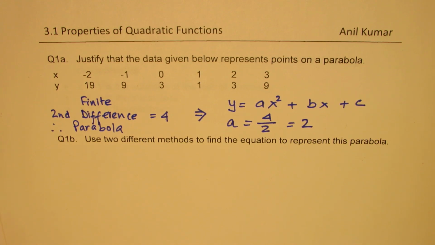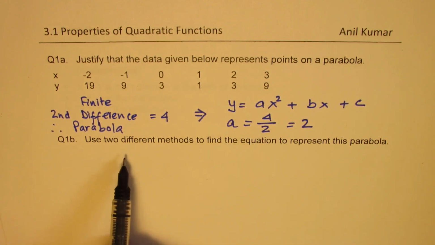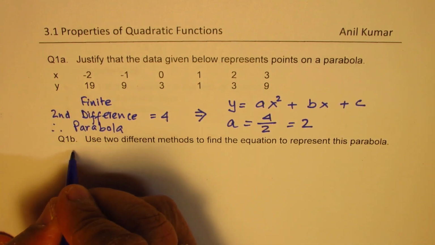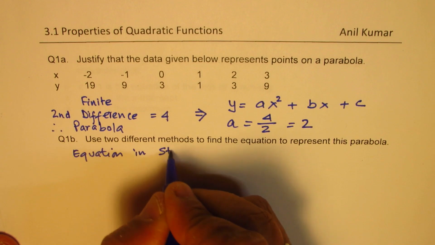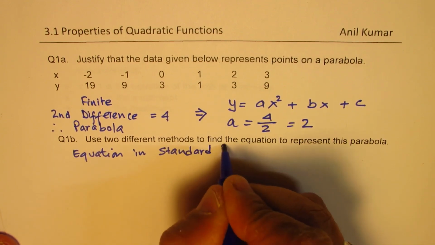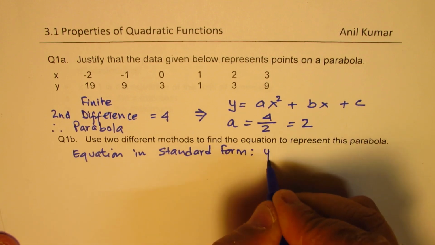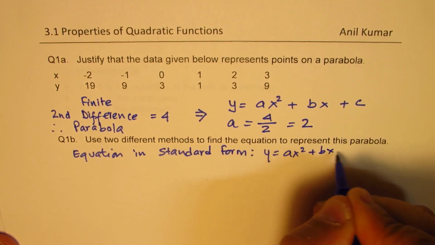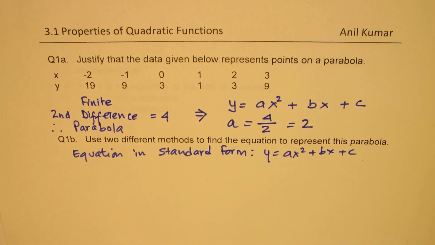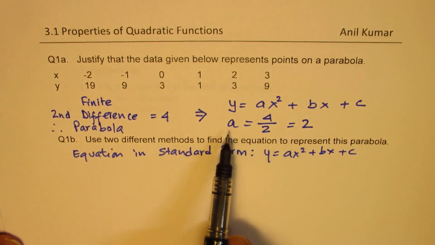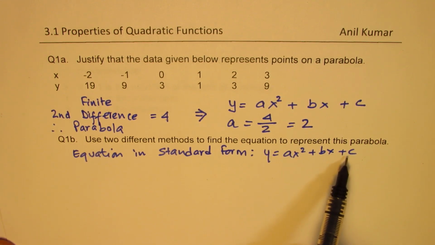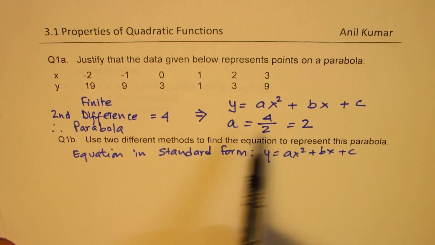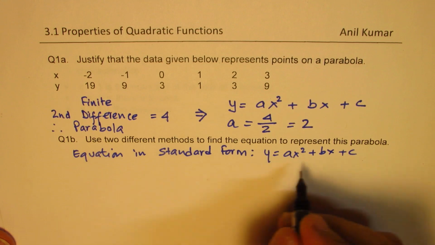Correct? Okay, now that will help us to save some steps when we are writing our equation in standard form. So in this exercise, we are going to write the equation in standard form, which is given here, y equals ax squared plus bx plus c. Clear? So now a is equal to 2, you can substitute 2 here, and then only 2 parameters you need to find. If you do not want to do that, then you have to consider 3 points. So now we know a is 2.